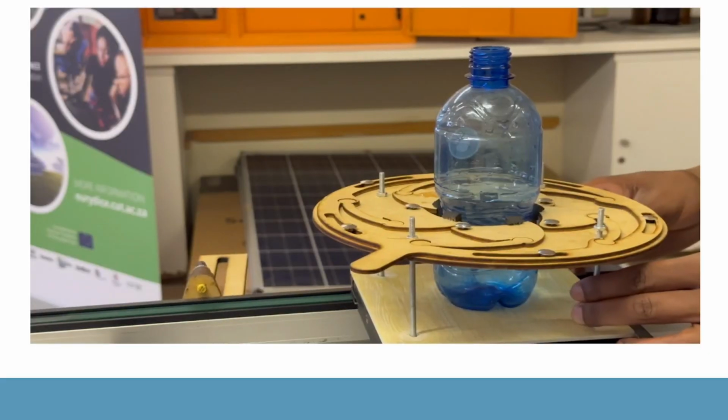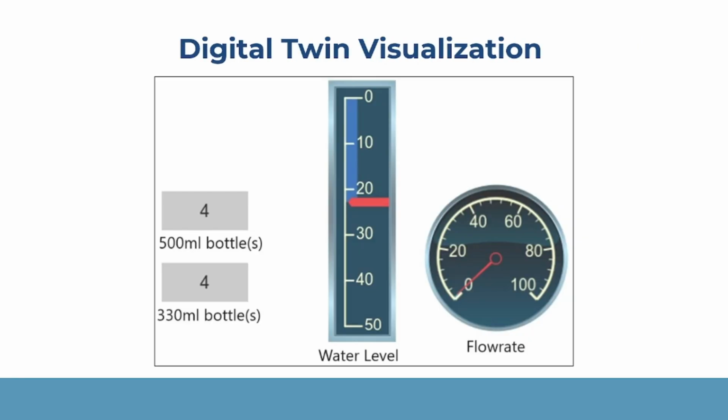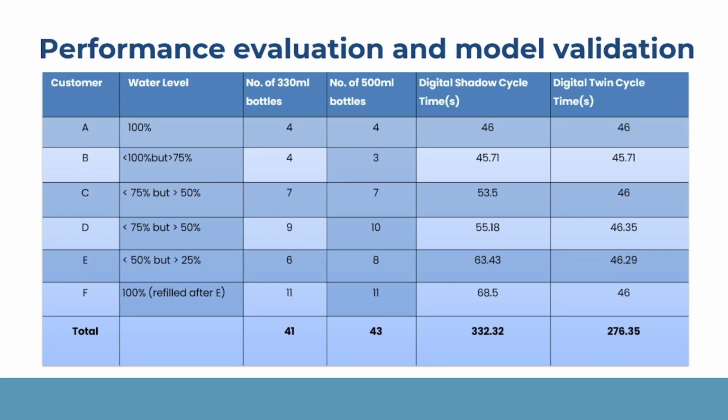So if we can go back to the presentation. Here we have this digital twin dashboard. This dashboard basically gives the operator a more simplified visualization. As you can see from this dashboard, the operator can tell how many bottles have been completed, and where the water level and the flow rate are, so they can even refill the tank while production is ongoing.